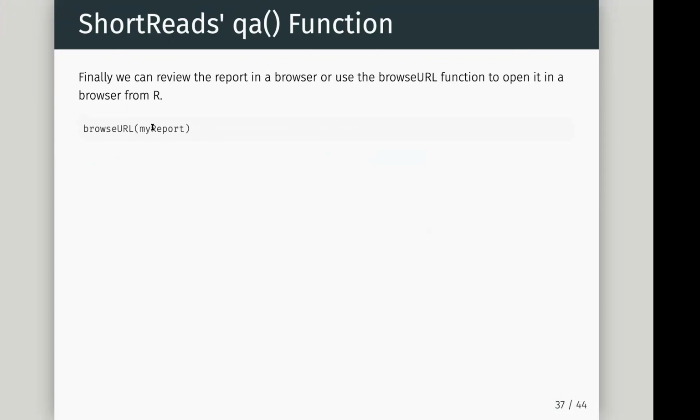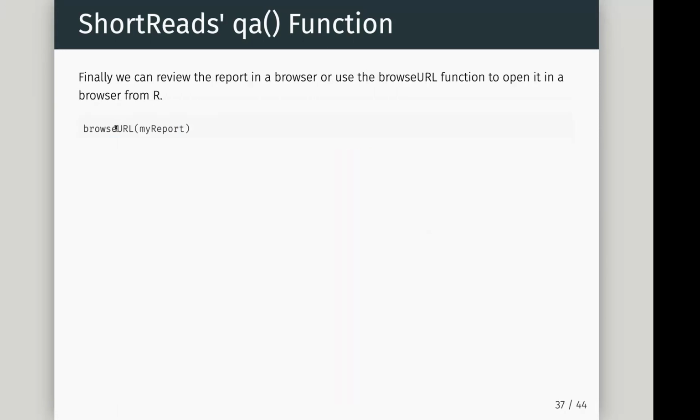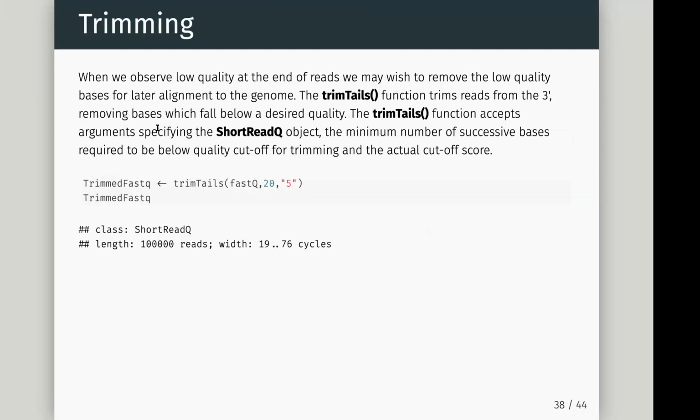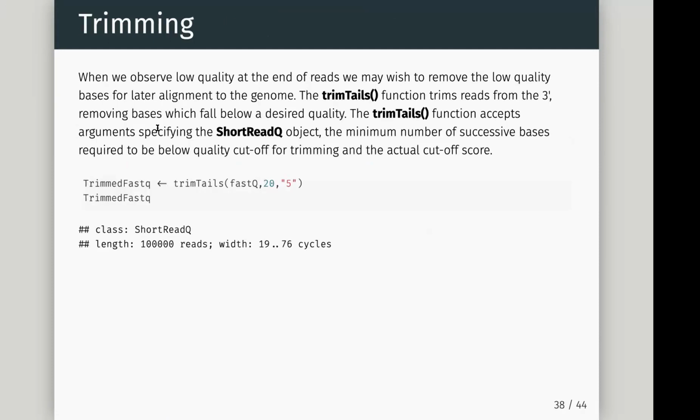And if you ever want to look at any reports, if you want to just look at an HTML file from within R, because this function returns where the HTML file is, we can then just use the browseURL function in R, and it will go and open up that particular HTML, in this case, the quality report.